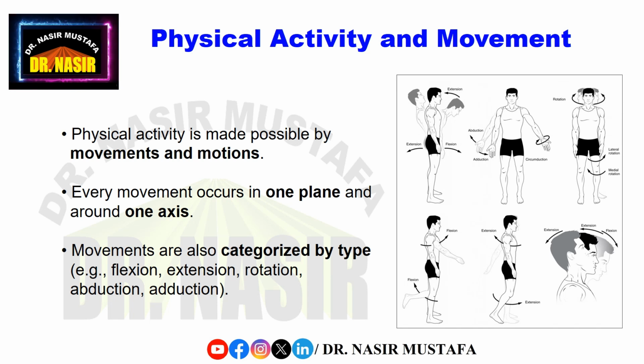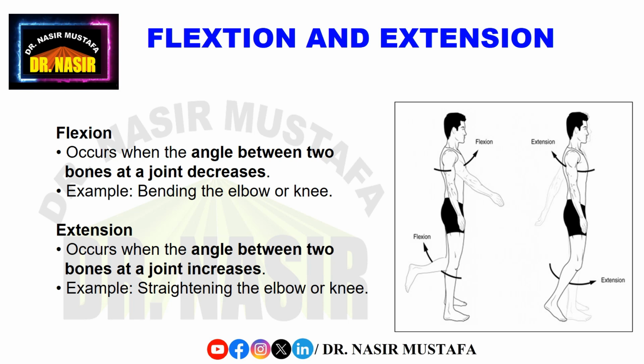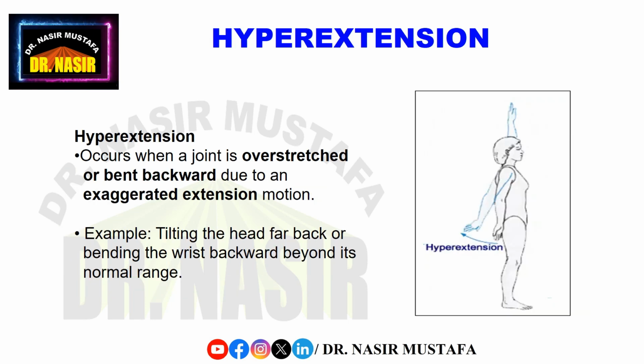the body moves. Flexion occurs when the angle between two bones at a joint decreases, like when you bend your elbow or knee. Extension is the opposite. It happens when the angle between two bones increases, such as when you straighten your elbow or knee. Hyperextension occurs when a joint is overstretched or bent backward beyond its normal range due to an exaggerated extension motion. Examples include tilting the head far back or bending the wrist backward beyond its usual limit.